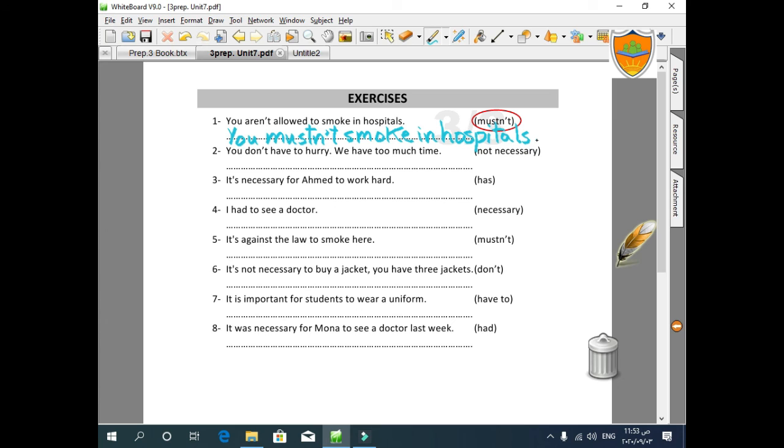You don't have to hurry. You have too much time. It's not necessary to hurry. And you can say we have too much time or not. It's optional. I need to use has here. It's necessary for Ahmed to work hard. So it will be Ahmed, yes, has to work hard.